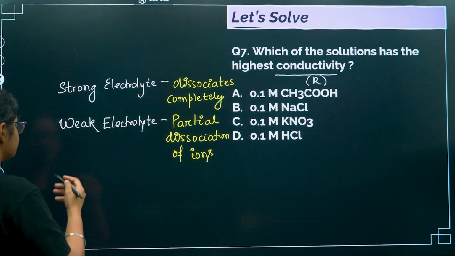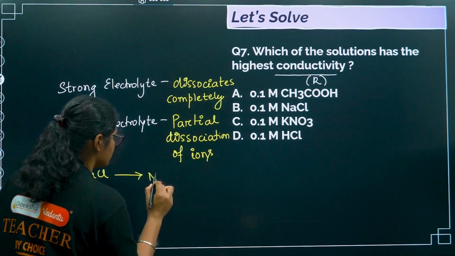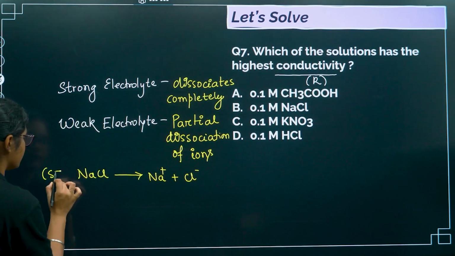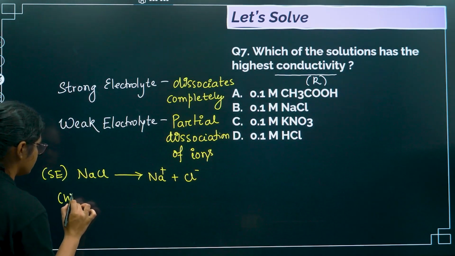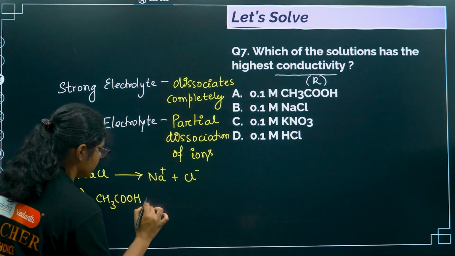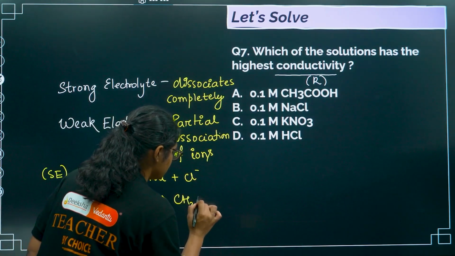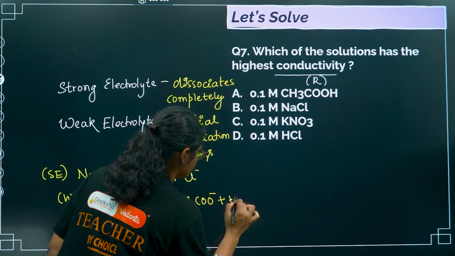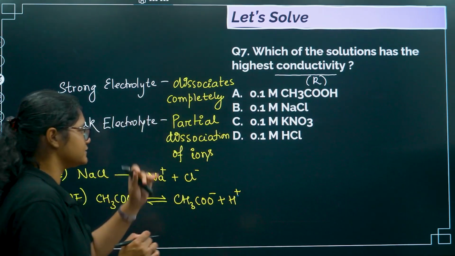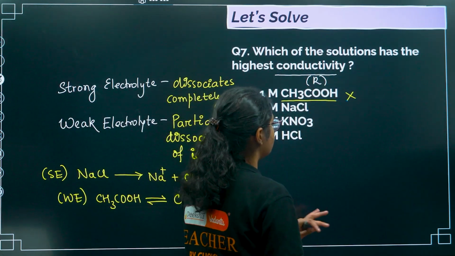For example, a strong electrolyte is NaCl. If you take NaCl, it will dissociate completely to give you Na plus and Cl minus, right? So this is an example of a strong electrolyte. Now an example of a weak electrolyte is all organic acids, like CH3COOH. Here you need to put an equilibrium sign, okay? It will not dissociate completely, giving CH3COO minus and H plus. So this is an example of a weak electrolyte. I told you this is a weak electrolyte, so it will not have the highest conductivity. We can eliminate this option.